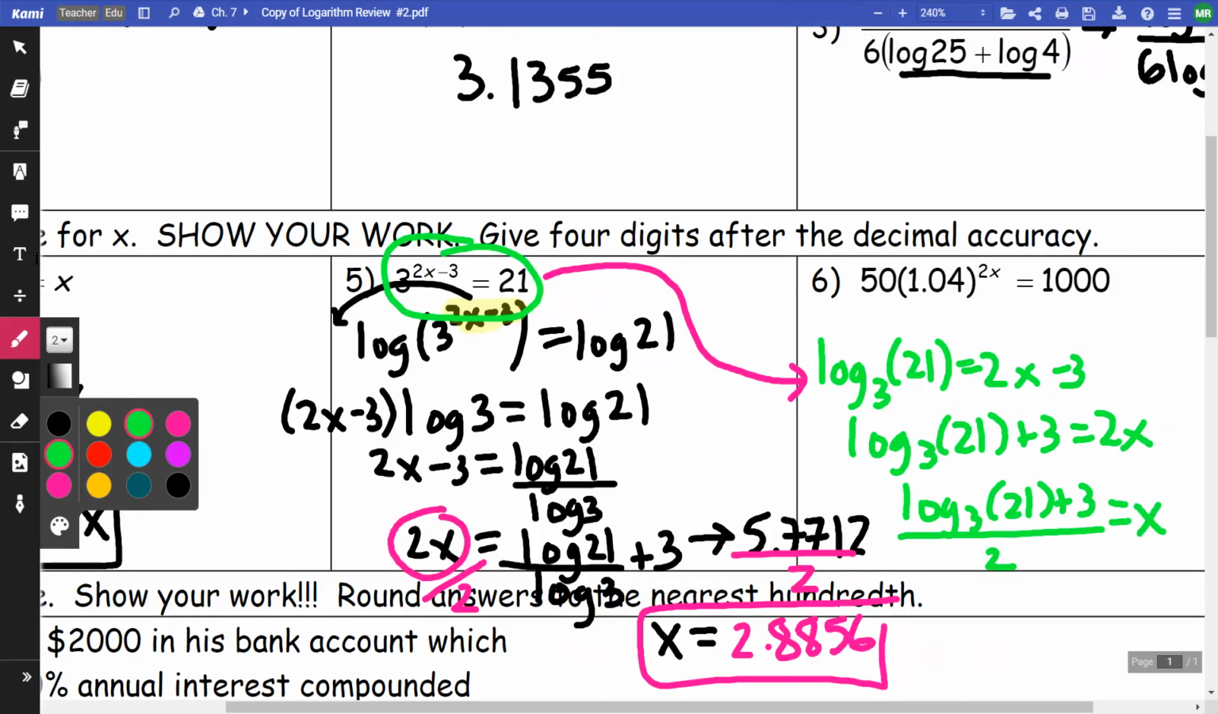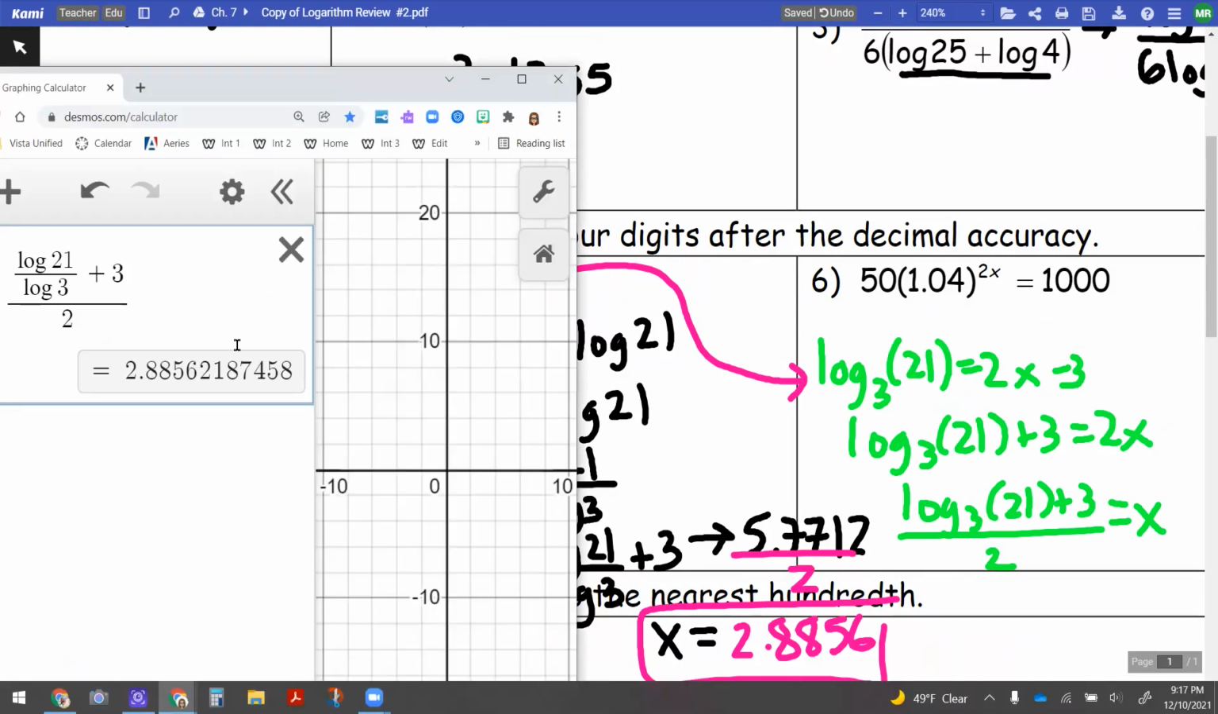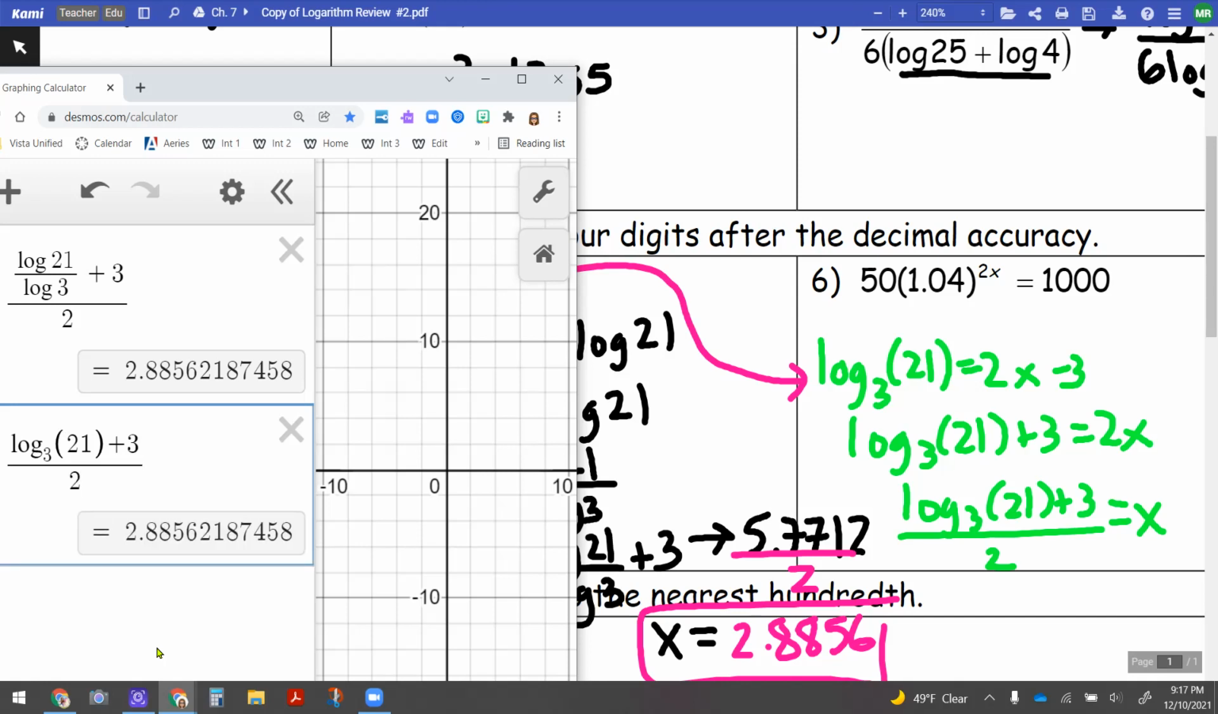And I'm going to put that in my calculator. And when I put that in my calculator, I'm going to have log base 3 of 21, and I'm going to add 3 onto that. And then that would all be in parentheses if I didn't have a fraction bar. Then I'm going to divide by 2. You see I get the same answer.